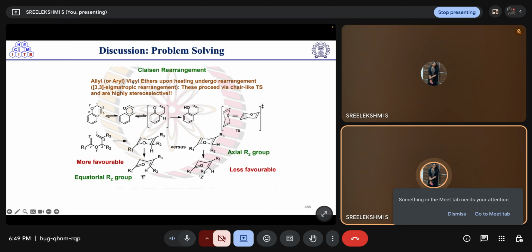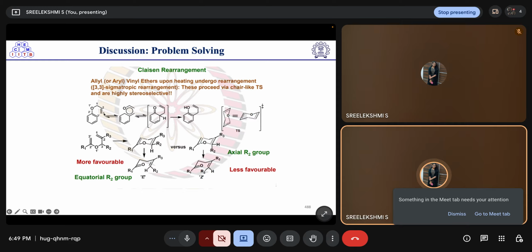Now the next reaction is the Claisen rearrangement. So Claisen rearrangement is where allyl aryl or allyl vinyl ethers upon heating undergo rearrangement. It is basically a 3,3 sigmatropic rearrangement, and it is a highly stereoselective reaction, and it proceeds via a chair-like transition state. So if we see this compound, and we number it starting from this oxygen, we will number this like 1, 2 prime and 3 prime, and this will be 1, 2, 3.